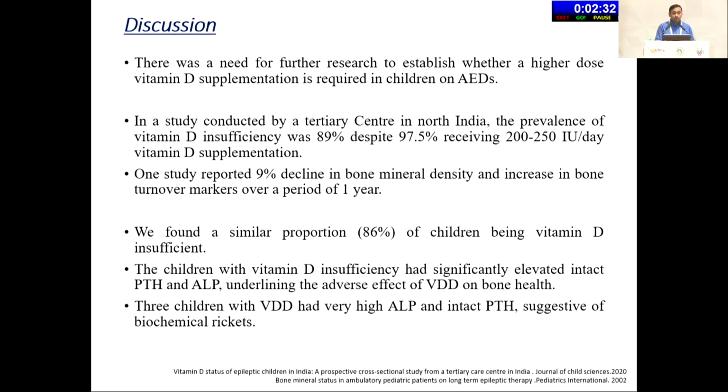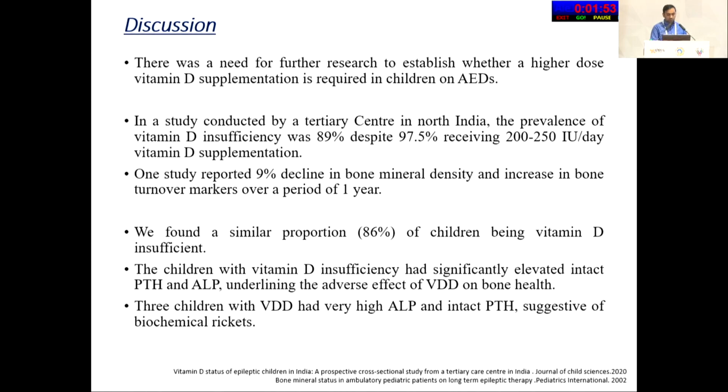Now coming to the discussion part, we needed some research on this to generate some data. Some studies have shown that a meager amount of vitamin D in children receiving anti-epileptic drugs does not make them vitamin D sufficient. And over a period, it can lead to decline in bone health, including the bone mineral density. So we found a similar proportion of subjects becoming vitamin D deficient, and this effect of vitamin D deficiency was reflected by significantly higher PTH and ALP in these children, and 3 children had such high ALP and PTH signifying biochemical rickets.